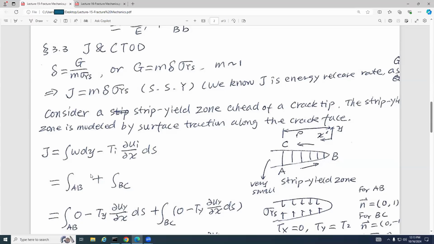So here it says, this is my original crack length, crack tip. So here is my new crack tip. I want to know how much energy, okay? How much energy I need to apply to close this one.